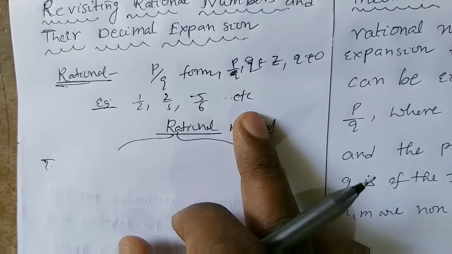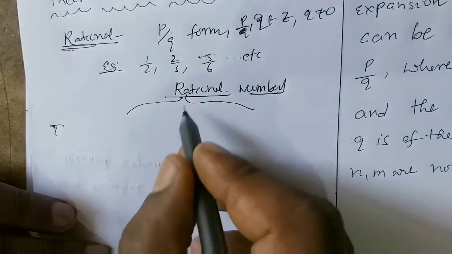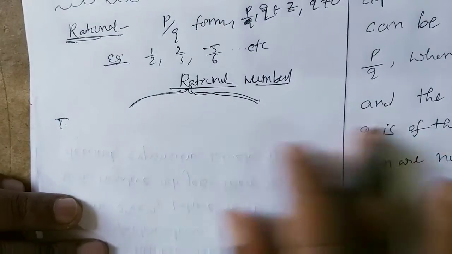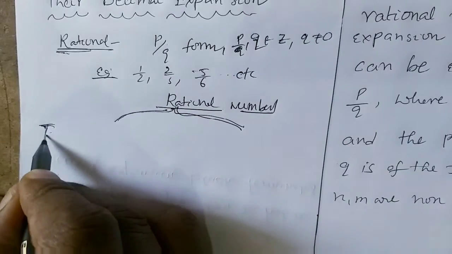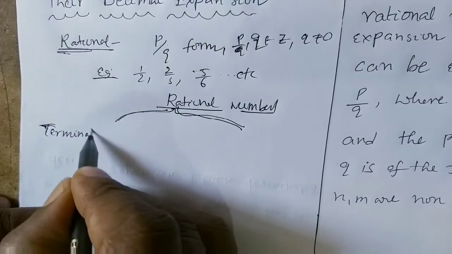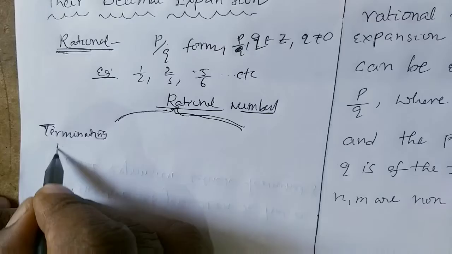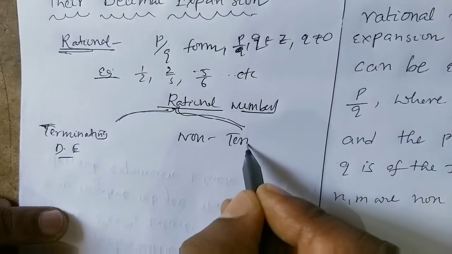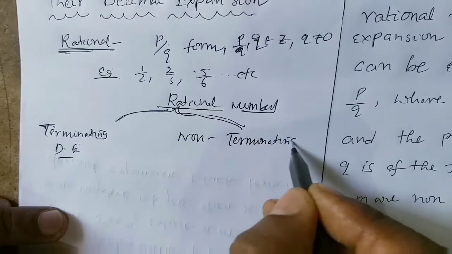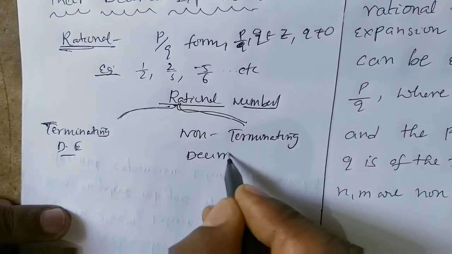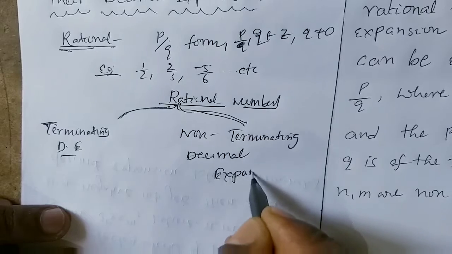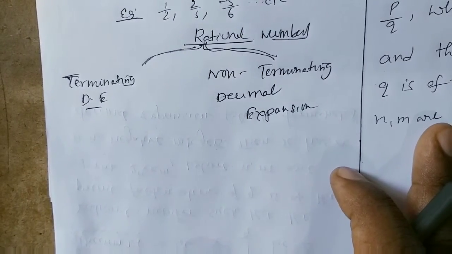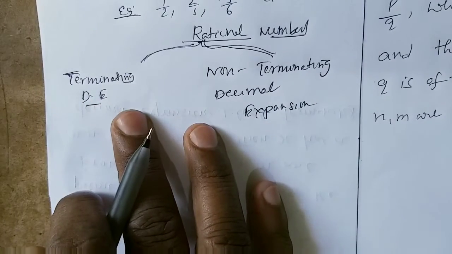We already know that. But if you see the decimal expansion, rational numbers are of two types. One is terminating and the other one is non-terminating. I will write here: terminating decimal expansion. The other one is non-terminating decimal expansion. So mainly there are two types. Now we will discuss what the terminating decimal expansion type numbers are.